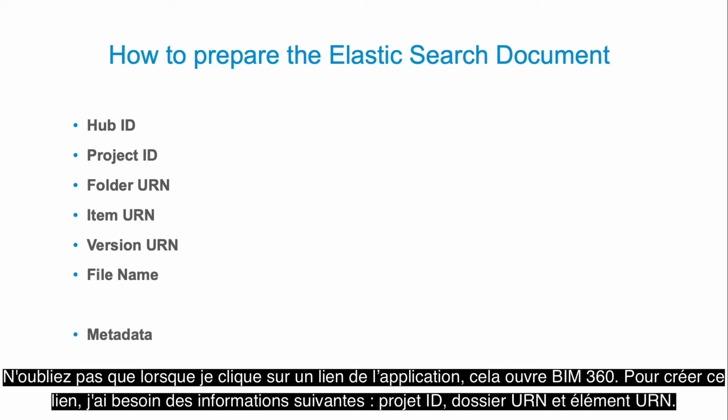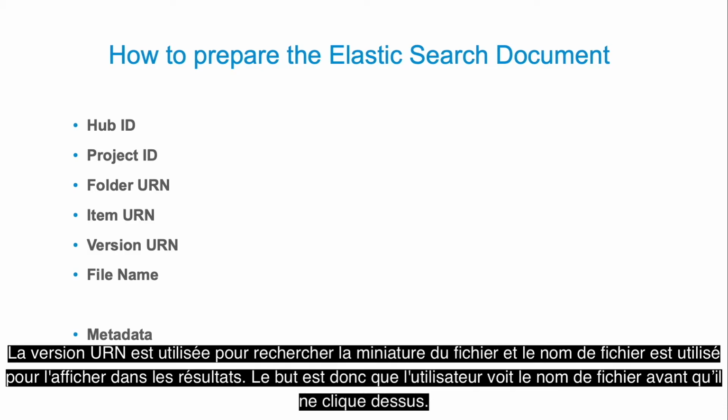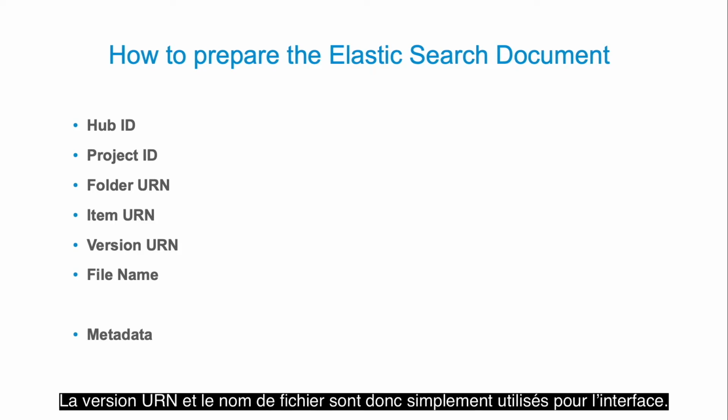Remember that when I click on a link in my application, it opens BIM 360. To create that link, I need that information: project ID, folder URN, and item URN. The version URN is used to query the file thumbnail, and the file name is used to show on the results. So we want to show the user the file name before clicking on that file. So the version URN and file name are just for the interface.